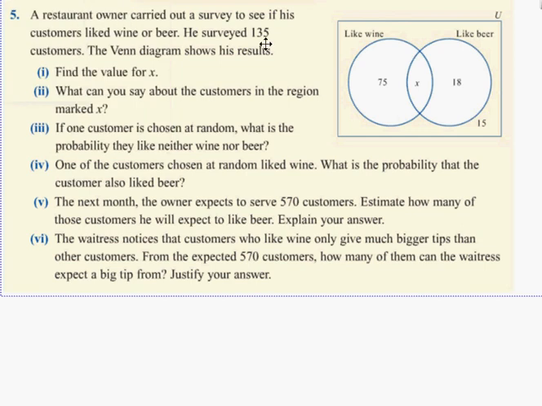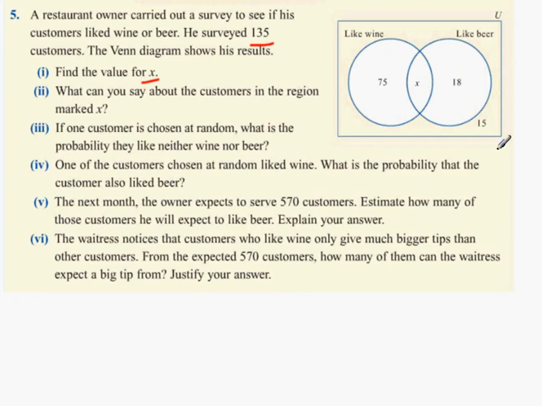What we're doing is, a restaurant owner carried out a survey to see if his customers like wine or beer. He surveyed 135 people. The Venn diagram shows the results. Calculate the value of X. How do you find out what X is? Add them all up together and it has to be 135.